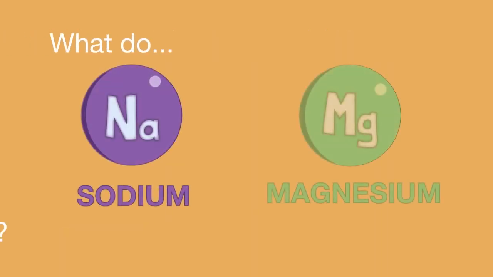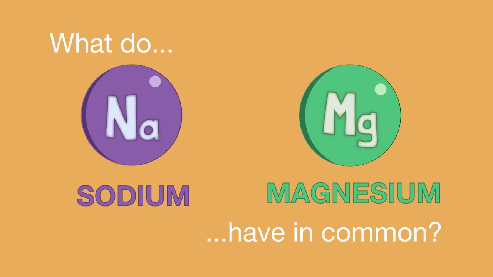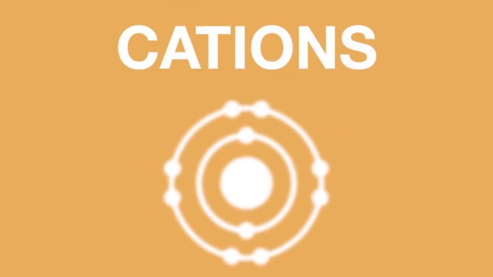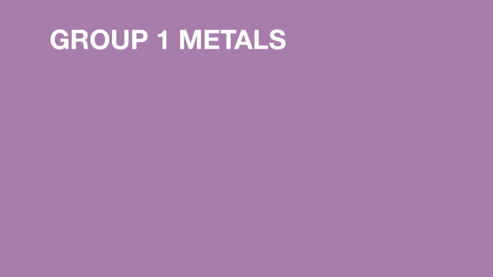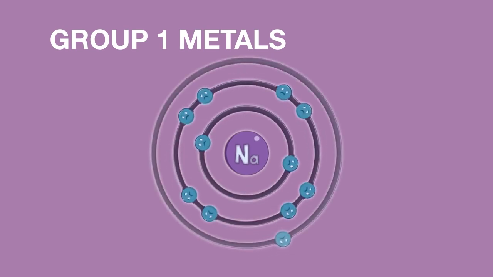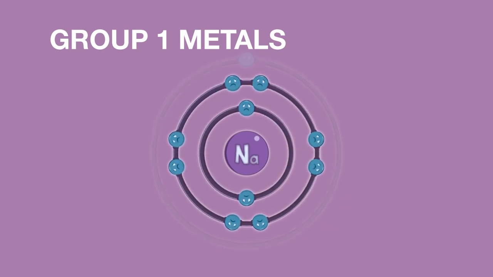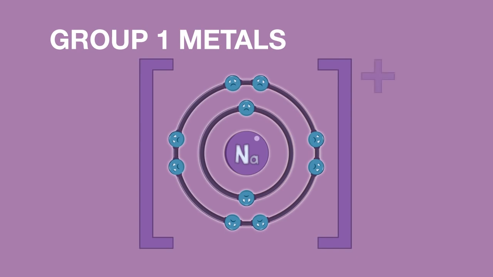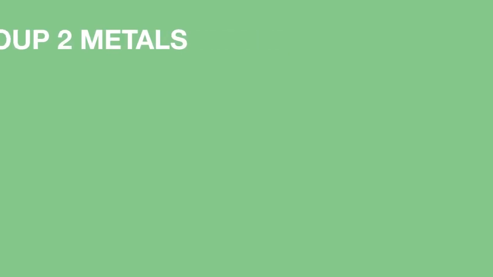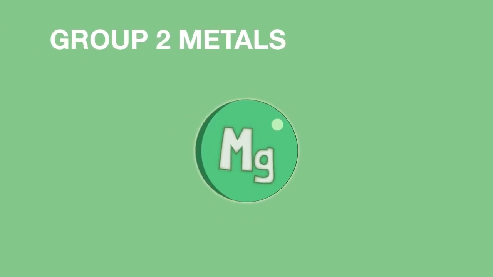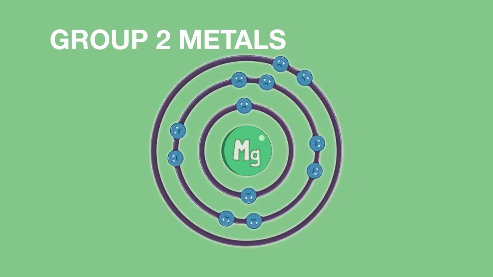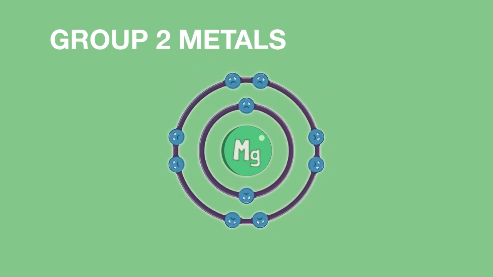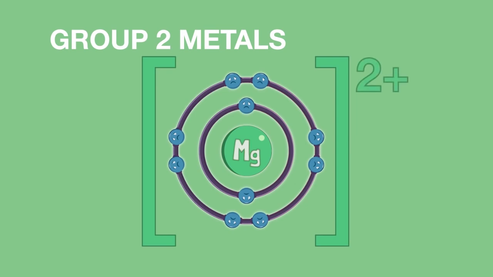Sodium, magnesium, what do they have in common? They are metals. Sodium and magnesium are metals. And how do they form ions? They form positive ions. We call them cations. Group 1 are metals, and they form positive ions. Group 2 are also metals. They form positively charged ions with a net charge of +2. That is an example of group 2.